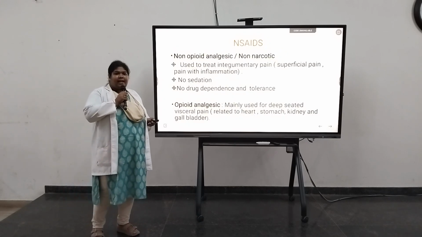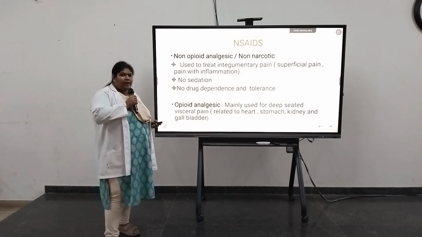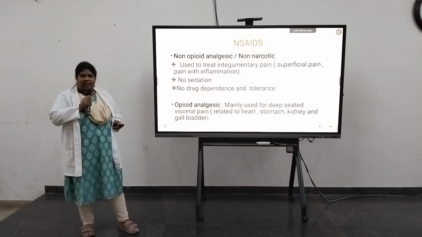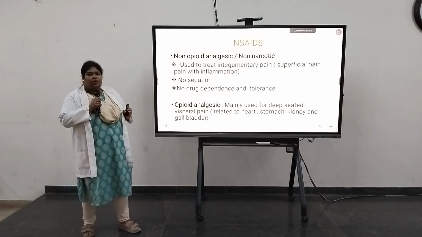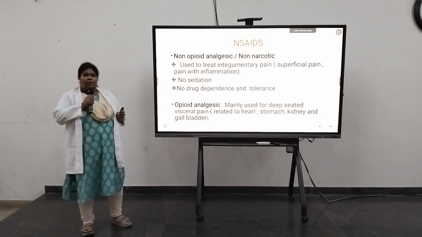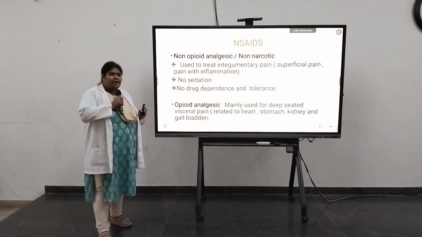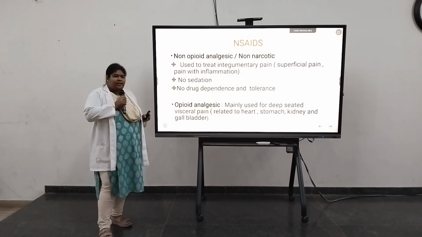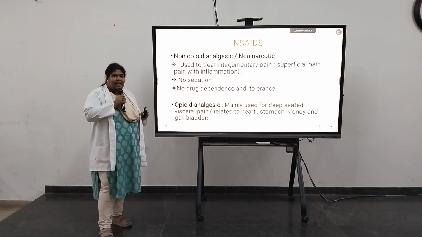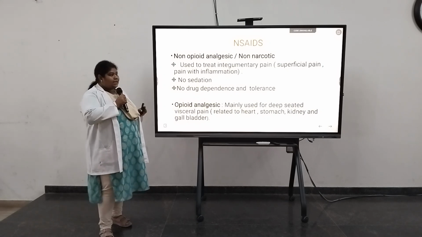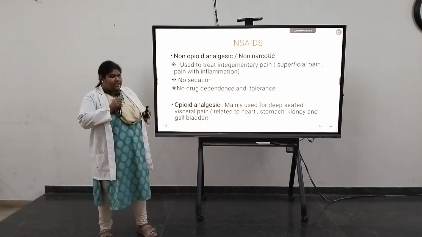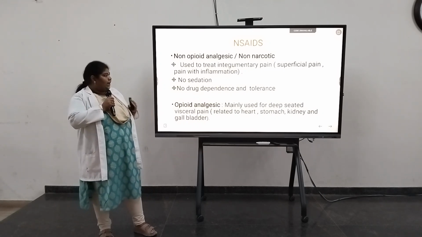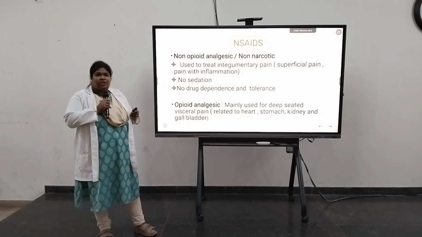These NSAIDs are otherwise called non-narcotic drugs or non-opioid analgesics. Analgesics can be broadly classified into two types: non-narcotic or non-opioid analgesics, and opioid analgesics. Examples of opioid analgesics are morphine, pethidine, and fentanyl. What is the difference between opioid and non-opioid analgesics? Drugs like paracetamol and brufen are non-opioid analgesics. They are mainly used in superficial types of pain.